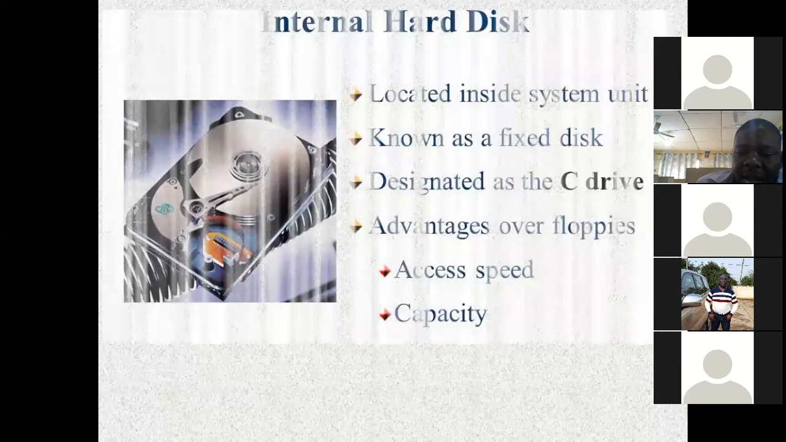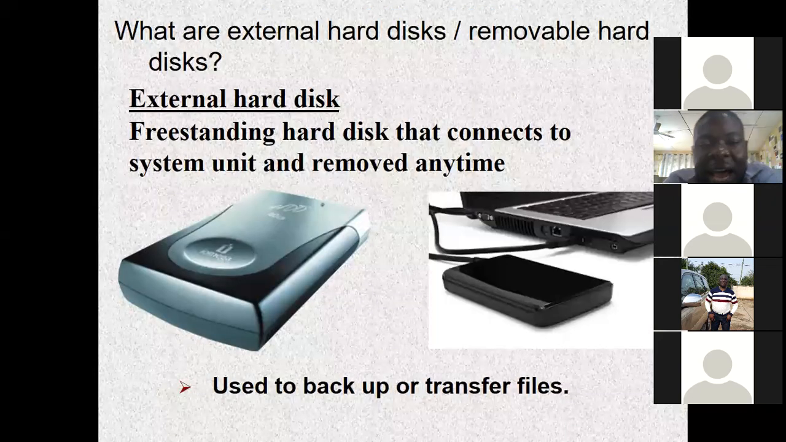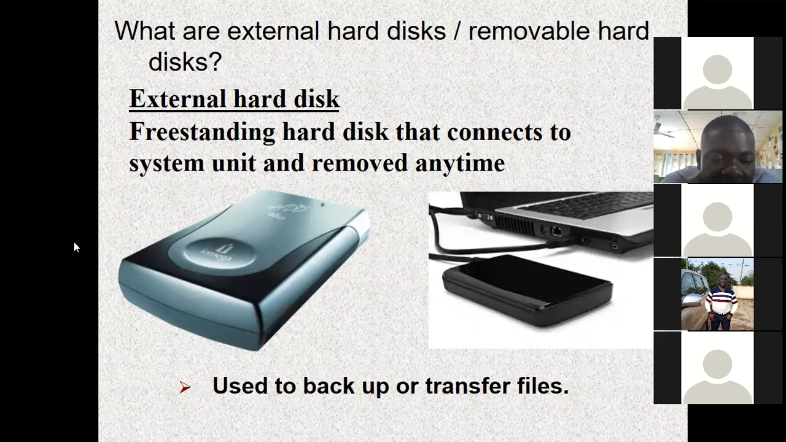Okay, it has a lot of advantages over the floppy disk. It has a bigger storage capacity compared to what? The floppy disk. So in terms of access speed, it's faster, and in terms of storage also, it's bigger than the floppy disk. Now the next one we'll look at is external hard disks. They are also called removable hard disks, okay?